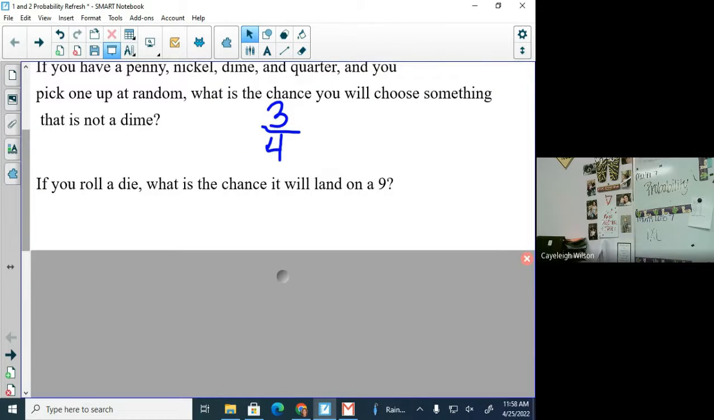If you roll a die, what is the chance it will land on a 9? 0. Good. I was just trying to trick you. 0. So remember, we also talked about in simple probability that a probability of 0 means it could never happen. A probability of 1 means it actually will happen. And anything between those are our other probabilities. So the highest the probability could be is 1, and the lowest it could be is 0. So the chance of just rolling the dice and getting a 9, not possible. So it's a 0 probability.